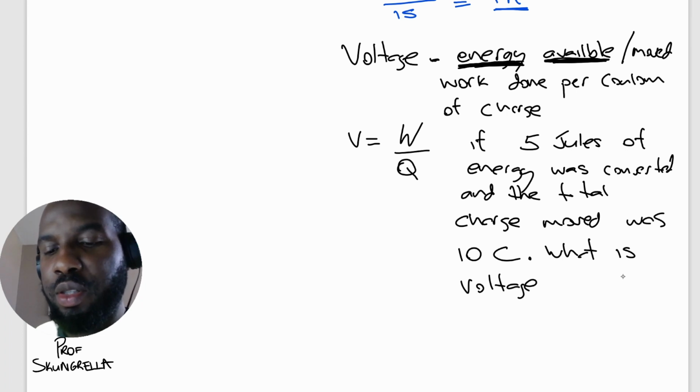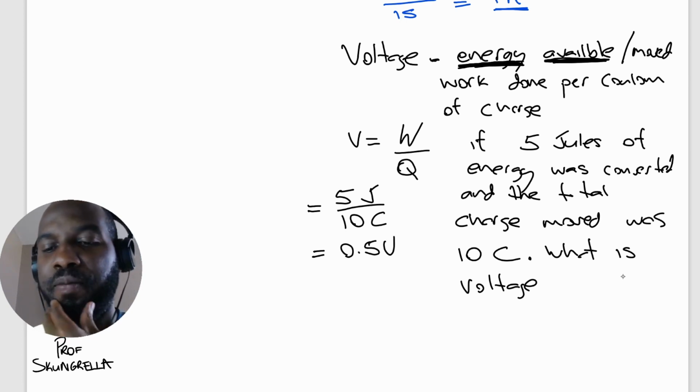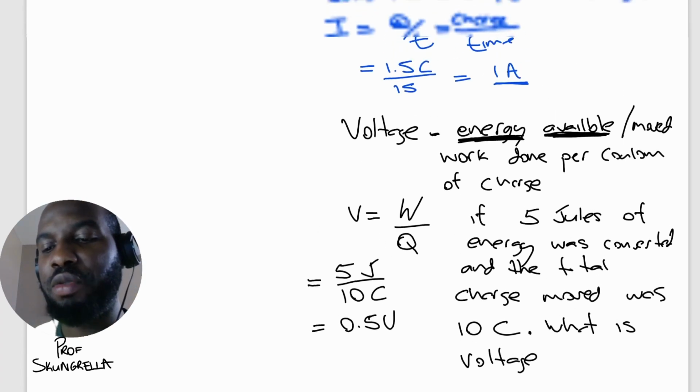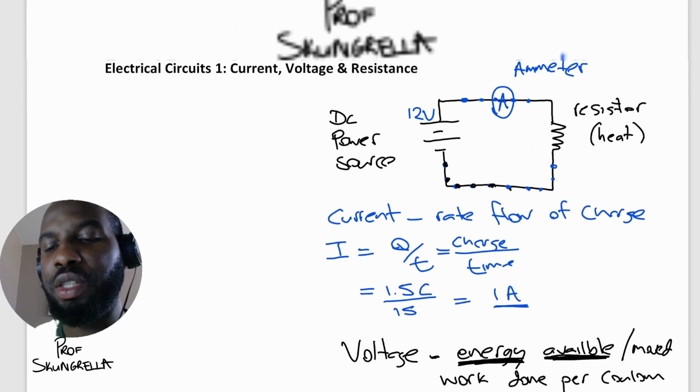All right, so of course it's just going to be a substitution here. We're going to put the energy, 5 joules over 10 coulombs, and that gives us 0.5 volts. So again, voltage is just the energy available per coulomb of charge that flows. Again, the voltage is what pushes.